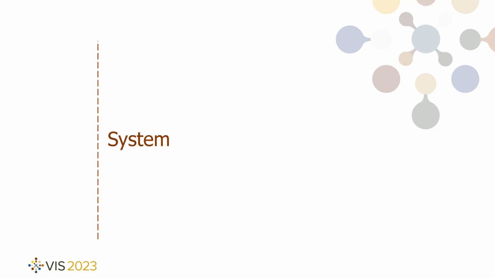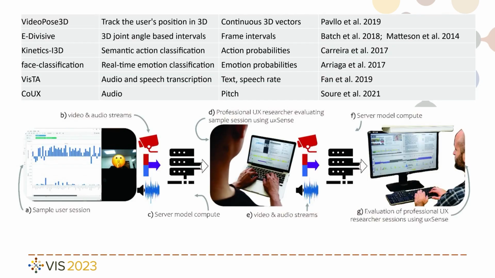So let's talk about the system. We created a visual analytics system, uxSense, that puts a computer vision for HCI, for scalability, for qualitative evaluation framework into practice. It takes video input, applies machine learning models or filters to it, and presents the user with a visualization interface with information about the user's sessions.